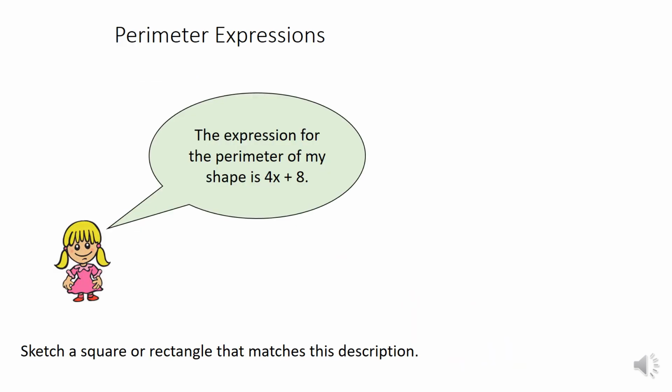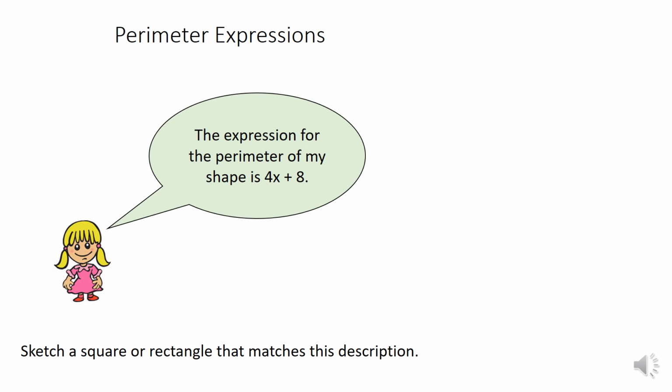Now for this activity, the expression for the perimeter of my shape is 4x plus a. For this task, I want you to sketch a square or a triangle that matches this description. It doesn't matter how big or long your shape is, as long as the expression that's formed adds up to 4x plus a. So pause the video, do a little sketch, and we'll come back together shortly with the answers.